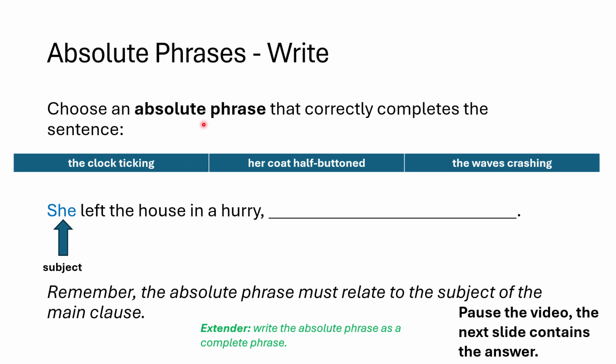Choose an absolute phrase that correctly completes the sentence. She left the house in a hurry. The clock ticking. Her coat half buttoned. The waves crashing. Remember, the absolute phrase must relate to the subject of the main clause. Here is an extender for anybody who would like a challenge. Write the absolute phrase as a complete phrase. Pause the video. The next slide contains the answer.